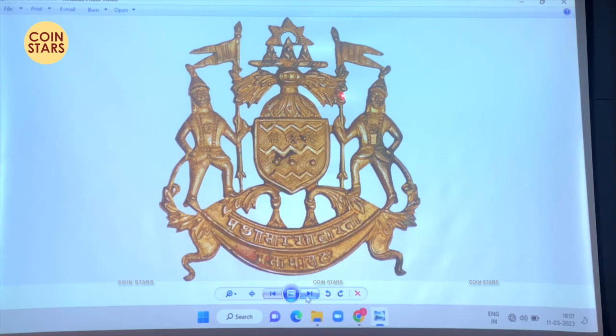Next. Two soldiers holding the shield with the flag. Which state? No, it's not Jammu Kashmir. Some other state is there. I forget the name. These are monograms. Some of them are quite impressive to look at.